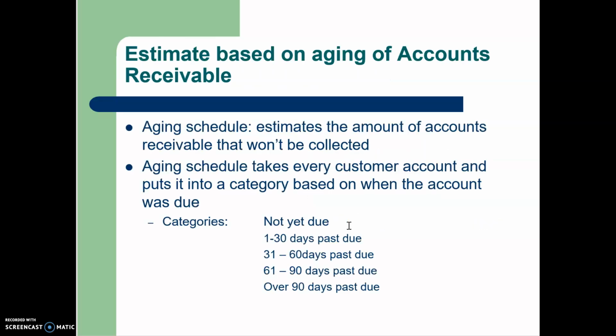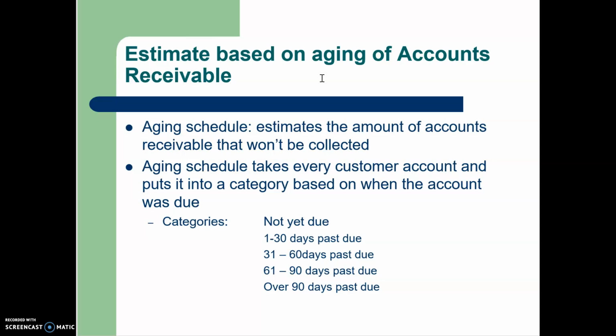We have our third method, right? And this is another estimate based on accounts receivable. So this third method is an estimate based on aging of accounts receivable. This is kind of a similar idea to what we did with the last method, but it's going to be more involved. It's going to be more accurate.